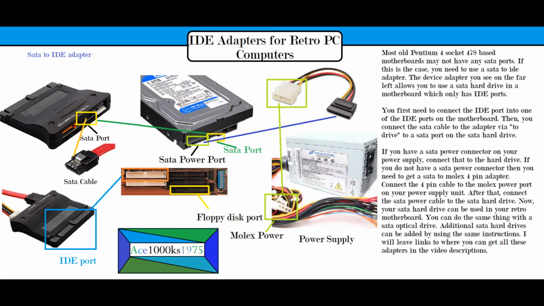So on your retro motherboard, you will have IDE ports. They're about 40 pin. So you would connect that device into your retro motherboard. Just plug it in, and then plug the SATA cable into the 2 drive port, and you connect the other end of the SATA cable into your SATA hard drive.